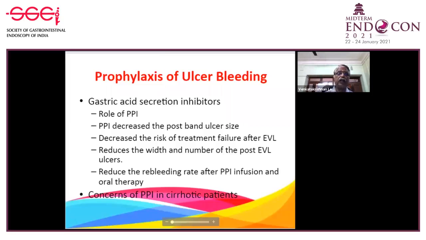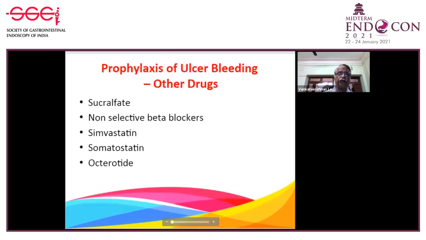So this is one concern with PPI in cirrhotic patients that we need to take into consideration, despite the fact that quite a few studies show some benefit, and it can be a useful recommendation to put patients on post-EVL status on a PPI. There were studies on sucralfate after EV ulcers, which show it enhances recovery, but again, there was no decrease in rebleeding because of sucralfate.